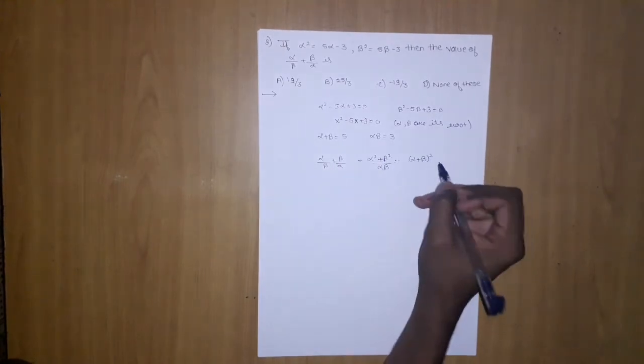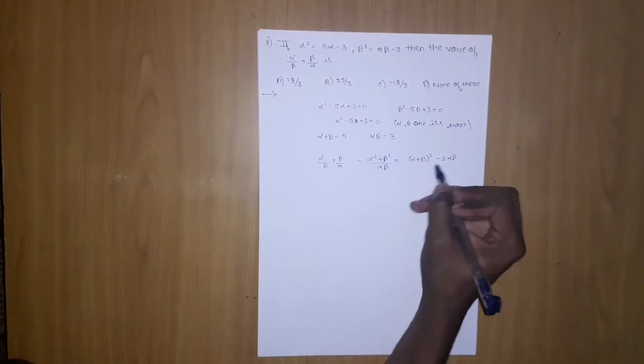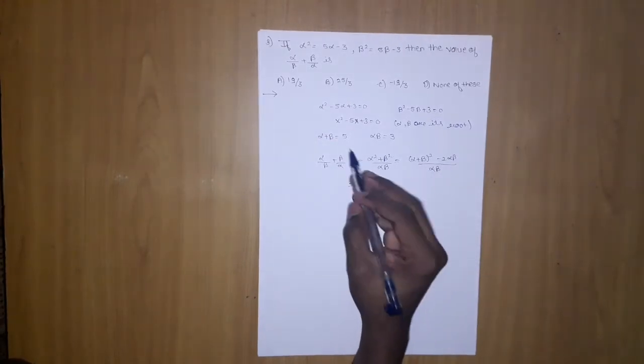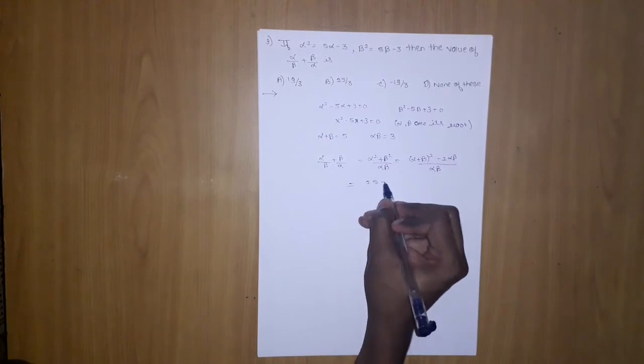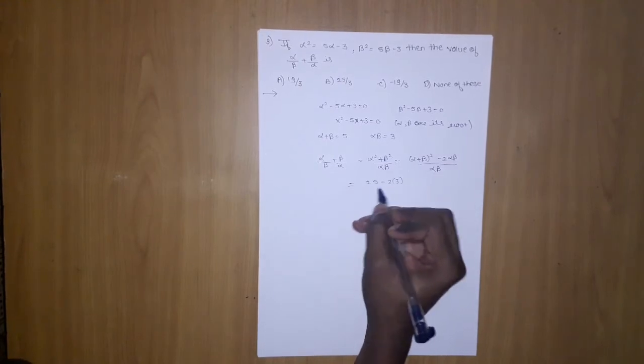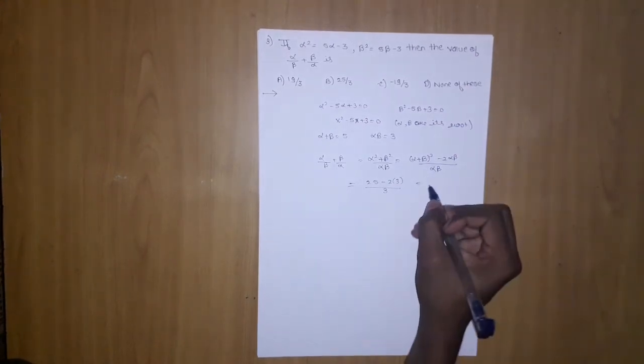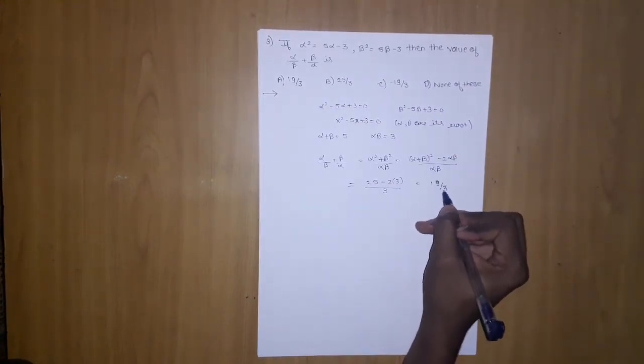This we have done many times in quadratic equations. We have 25 here, and this is 2 into 3, upon 3. 25 minus 6 is 19 by 3. So A is the answer.